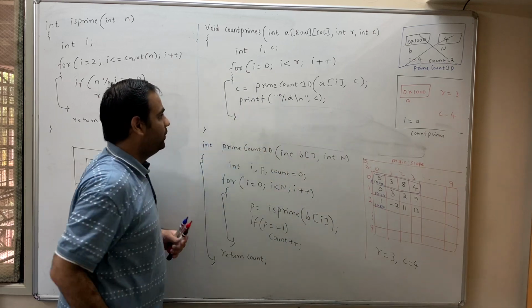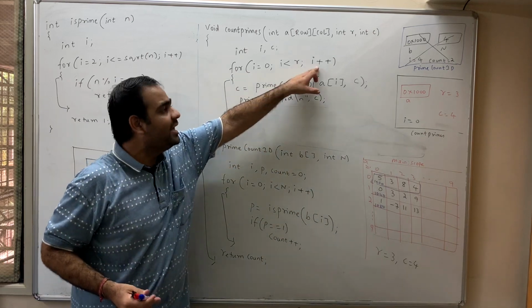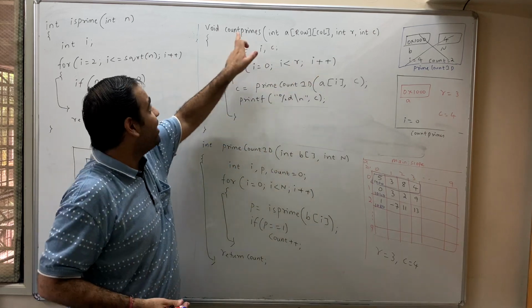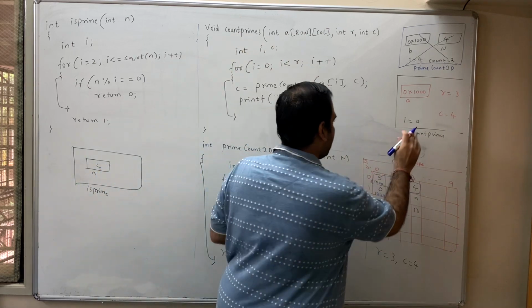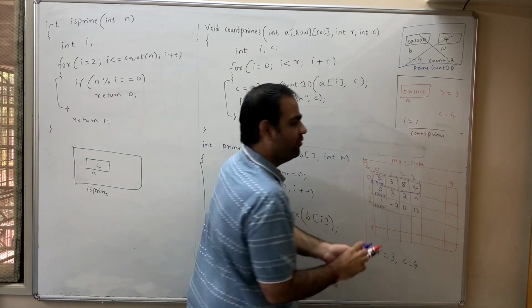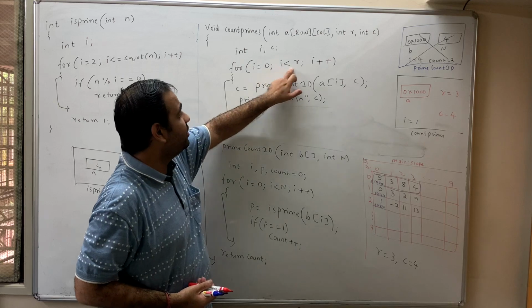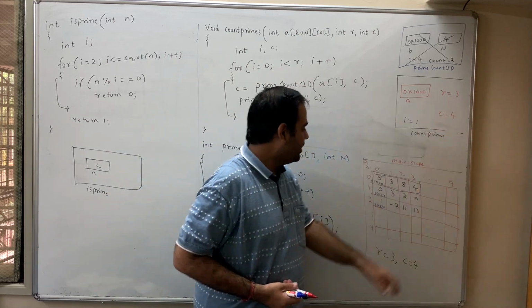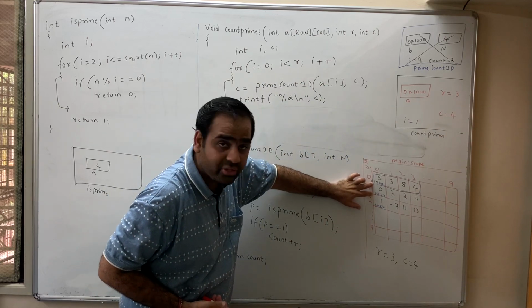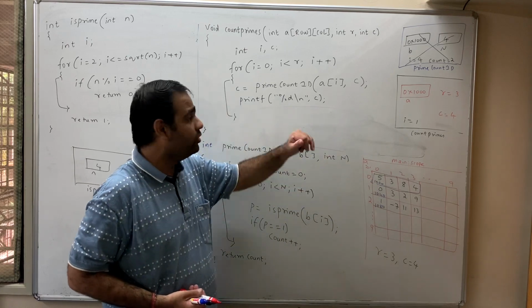Okay, now after it prints 2, again it says I plus plus. Now the value of I will become 1 in count primes. 1 less than r. What is the value of r? 3. 1 less than 3. Yes, now we are counting primes for the second row. I will do the second row, the third row you do yourself.